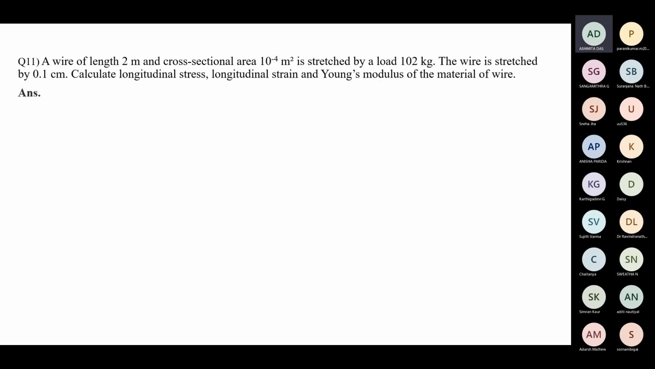A wire of length 2 meter and a cross-sectional area of 10 to the power minus 4 meter square is stretched by a load of 102 kg. The wire is stretched by 0.1 centimeter. Calculate the longitudinal stress, longitudinal strain, and Young modulus of the material of the wire. Whoever is able to solve the question, please raise your hand. And all of you, please participate in that doubt solving session. It will be beneficial for you only.